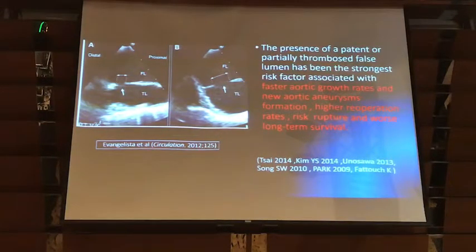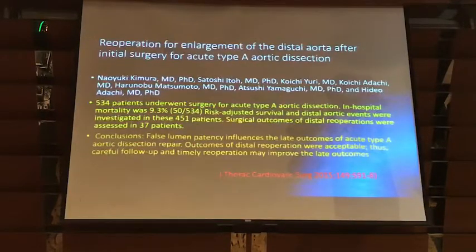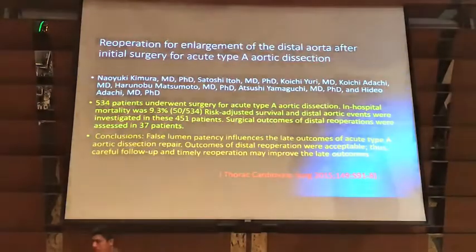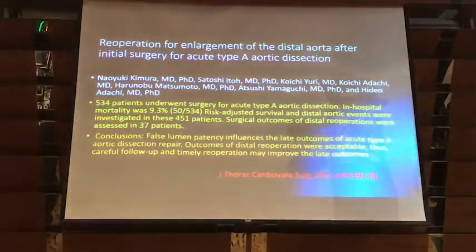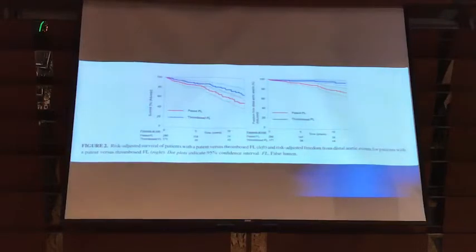The second may be induced the new aortic aneurysm formation and high reoperation rate and increased risk of rupture and also worsening long-term survival. Report from the Kimura in 2015 in around 500 cases, they review that when you have the false lumen or the false lumen patency that decrease the survival and also decrease the freedom from the operation.